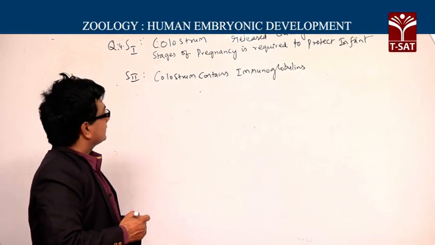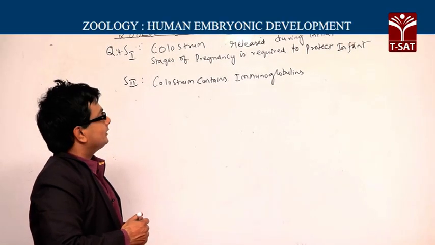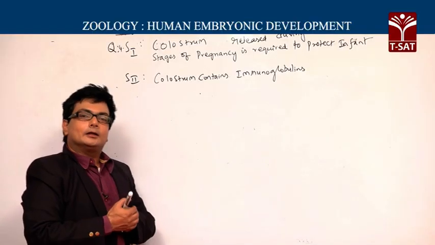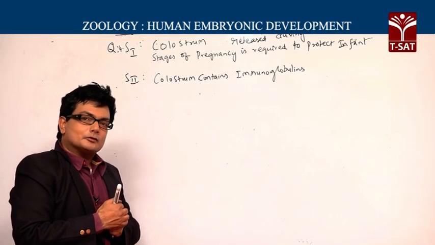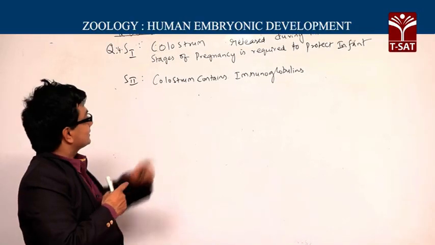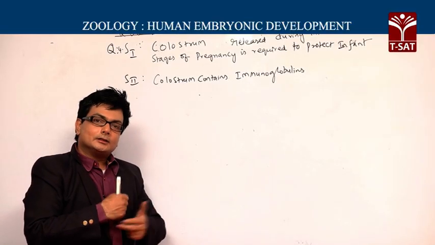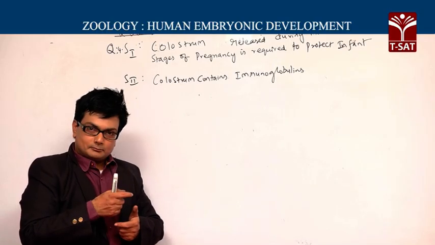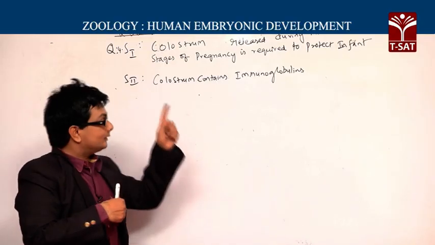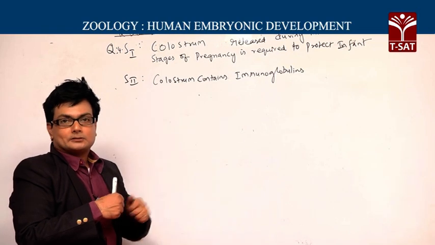The statement is: colostrum released during initial stages of pregnancy is required to protect the infant. Statement 2: colostrum contains immunoglobulins. This statement can at times be confusing, or at that nick of moment we might go for a wrong answer. The statement says colostrum released during initial stages of pregnancy, which is wrong because a pregnant woman begins to lactate at the final stages of the gestation period. So statement 1 is false, incorrect.